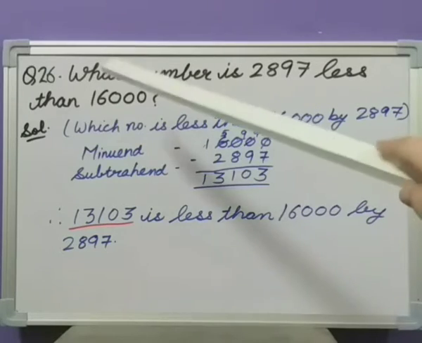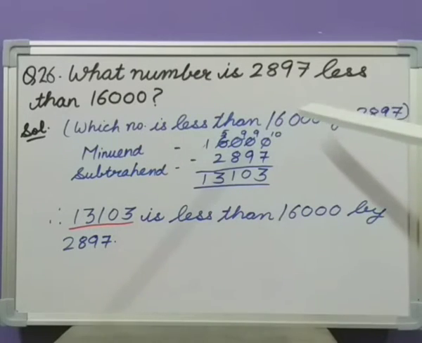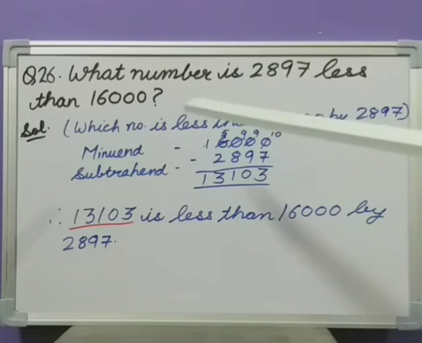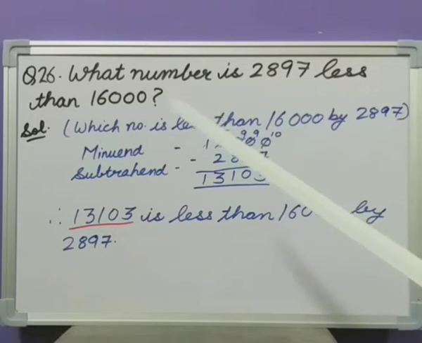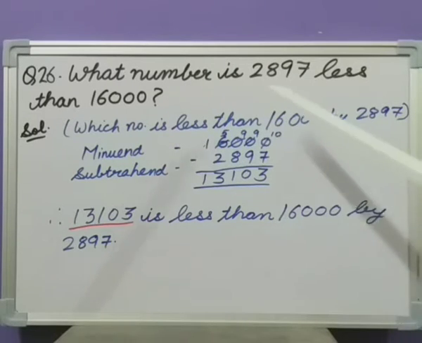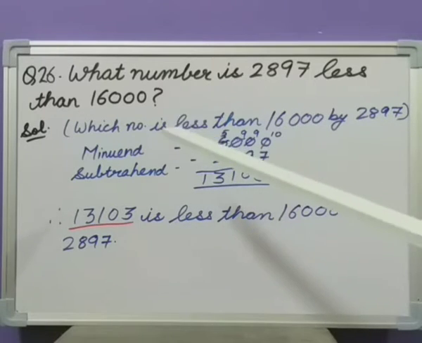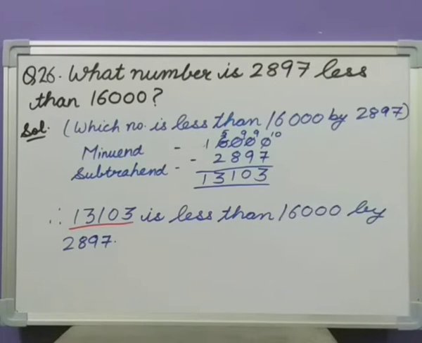Question number 26. What number is 2,897 less than 16,000? First we need to understand the question: what number is less than 16,000. That means the number should be less than 16,000, and by how much?